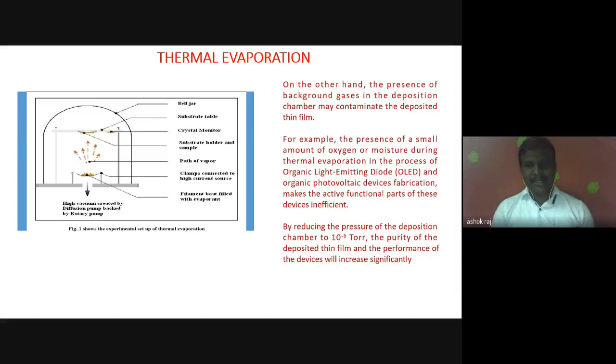That is, the background gases create a contaminating content inside the bell jar. So that is the oxygen molecules, and the oxygen molecules interact with the evaporant. It leads to imperfection or impurity of the thin film. So by reducing this interaction, we have to reduce the pressure from 10 to the power of -5 torr to 10 to the power of -6 torr. The purity of the deposited thin film and the performance of the devices will increase significantly.